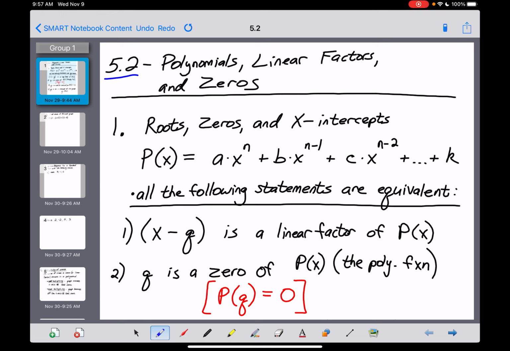Now we start going a little bit further into our understanding of polynomials, with the end result of being a little bit better at graphing them with a little more accuracy by the end of this section than we were able to do at the end of 5.1.